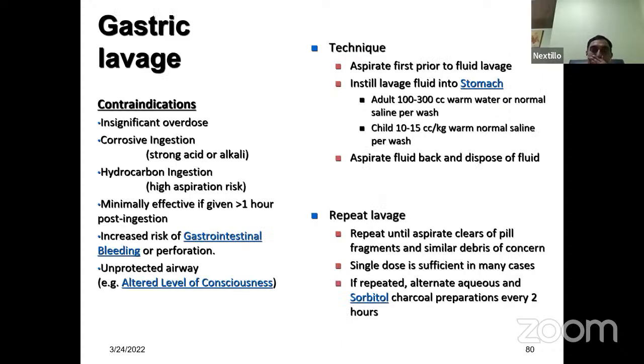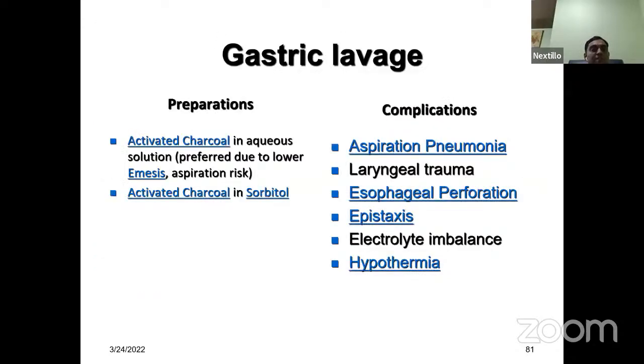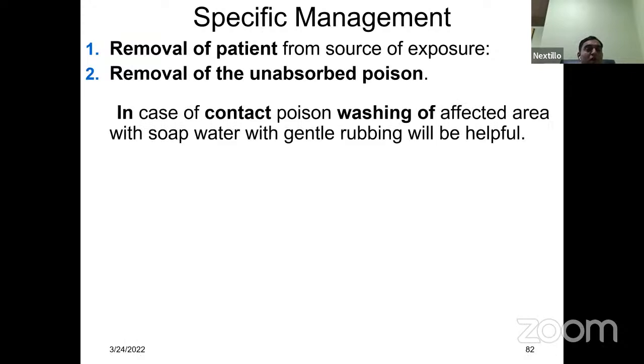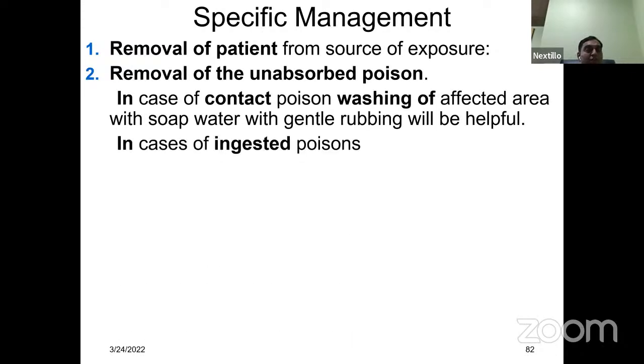So contraindications of Ryle's tube: insignificant overdose, corrosives. We do not go for it in hydrocarbon ingestion, or if the person is not conscious enough. Complications may include aspiration pneumonia, laryngeal trauma, esophageal perforation, epistaxis, or electrolyte imbalance. Specific management is removal of the patient from the source of exposure, and removal of unabsorbed poisons with washing of the affected area.